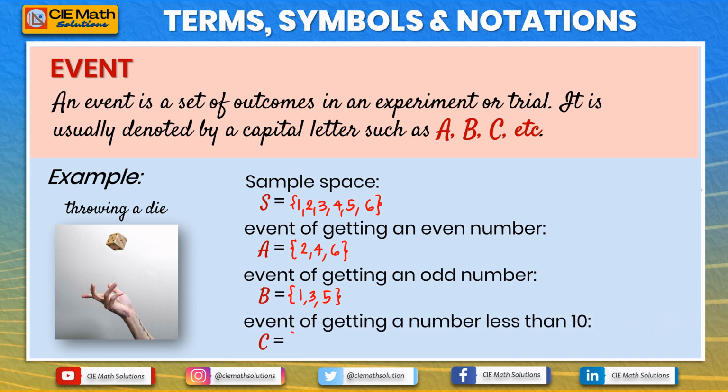Now what if we are interested in getting a number less than 10? This is denoted by event C. Event C then will contain 1, 2, 3, 4, 5, and 6. Take note that the event may not necessarily contain fewer elements than the sample space. It could also contain exactly the same as the sample space. In other words, the number of elements in an event may be less than or equal to the number of elements of the sample space.